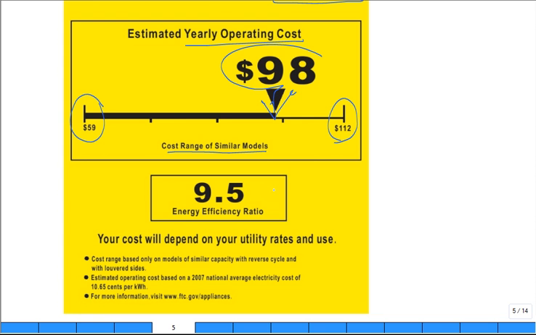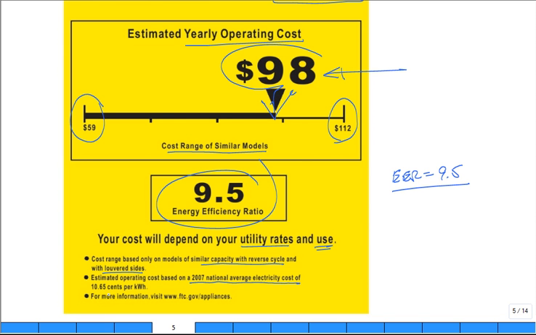Here is the energy efficiency ratio. Its EER is 9.5. So the energy efficiency ratio is provided. Notice that your cost, don't take this to the bank, this $98, depends on your utility rates and how you use it. The cost range is based on models of similar capacity with reverse cycle louvered sides. Estimated operating cost is based on 2007 national average electricity costs at around 11 cents per kilowatt hour, 10.65 cents per kilowatt hour electricity.